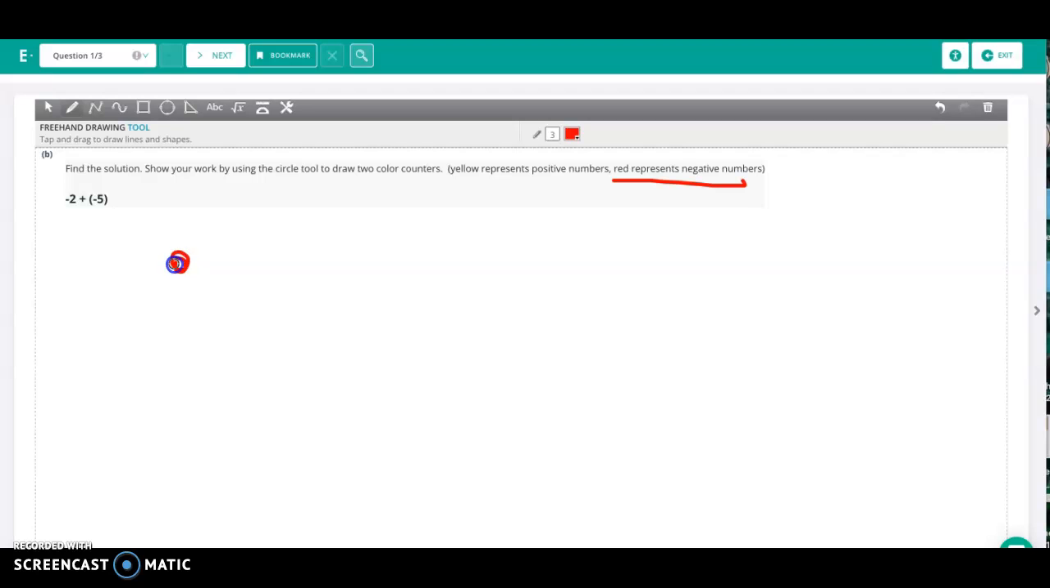So I'm going to start out with -2. So that would be 2 red counters. And then I'm going to add -5. So I'm going to add 5 red counters. You can also use the circle tool to do this. So if you click on the circle at the top, that's also an easy way to do the same thing.